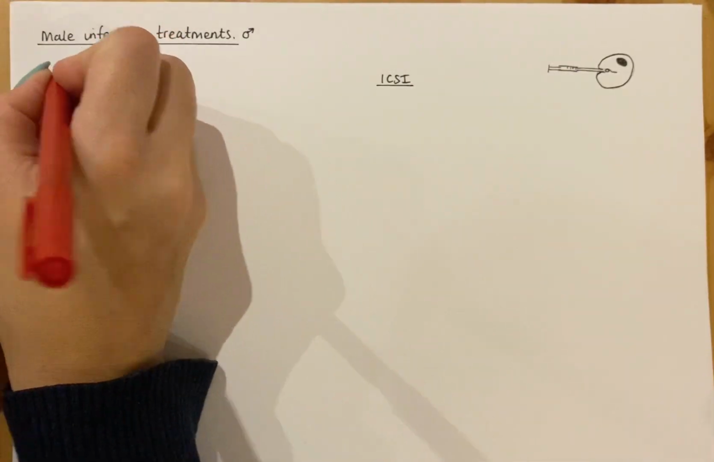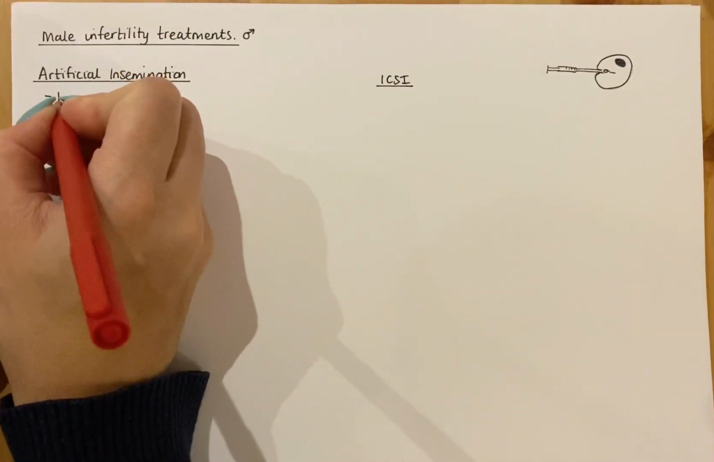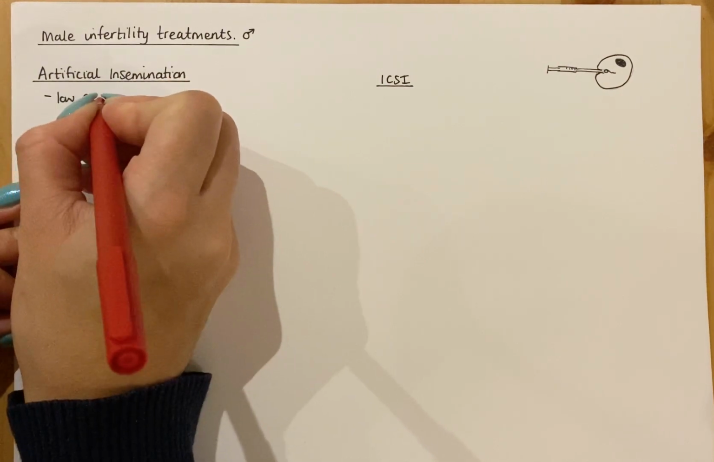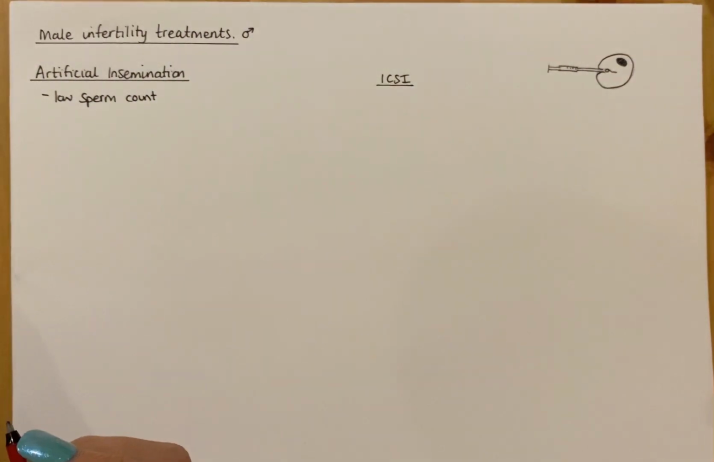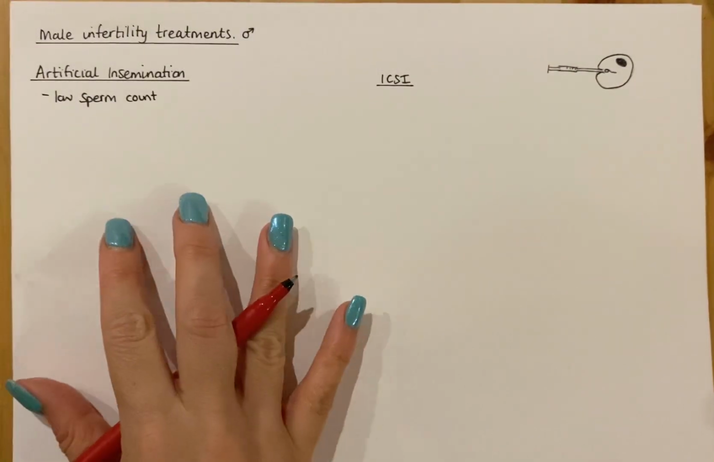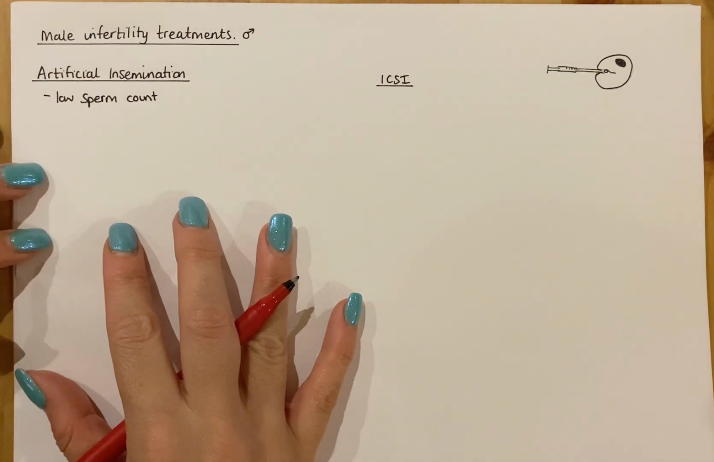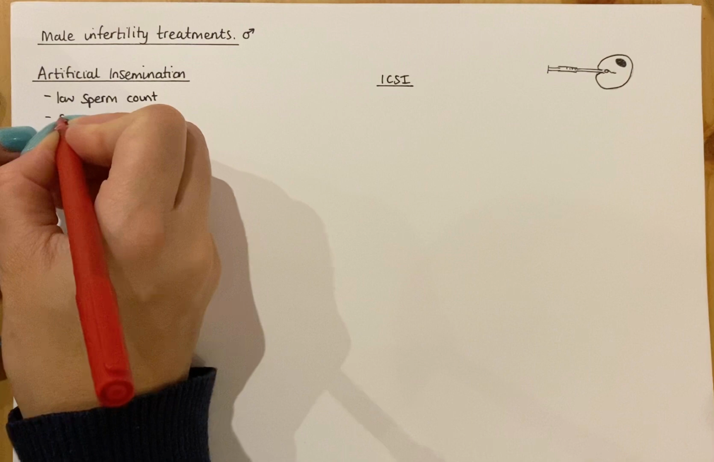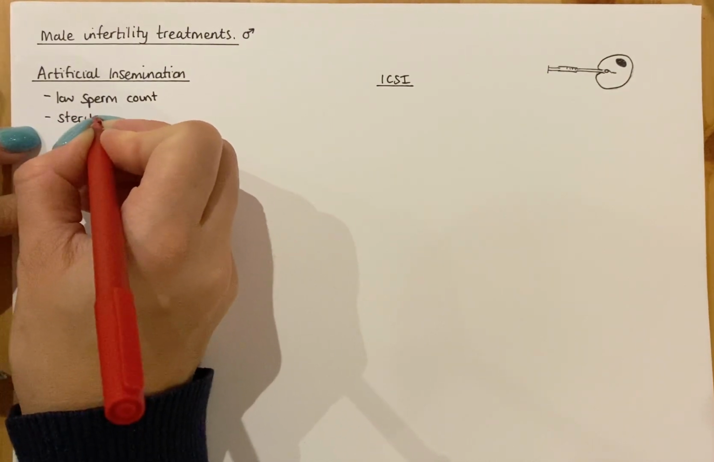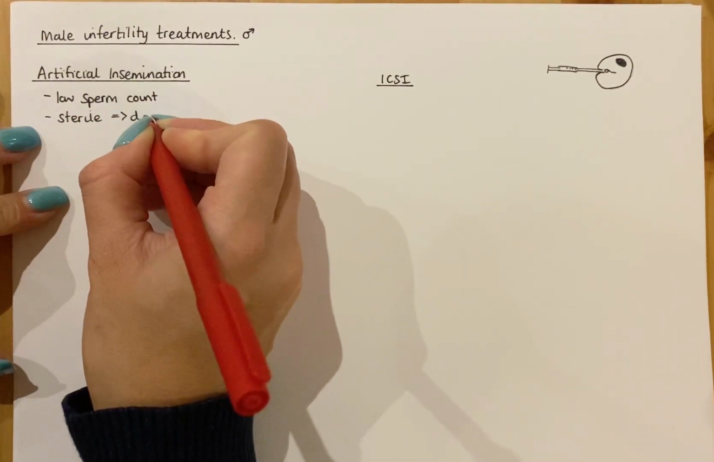Artificial insemination is used when males have a low sperm count. It basically means that they wouldn't be able to reach the egg, or it is very unlikely for them to reach the egg or the ovum themselves. If the person's sperm count is so low that they're sterile, then a donor may be used.